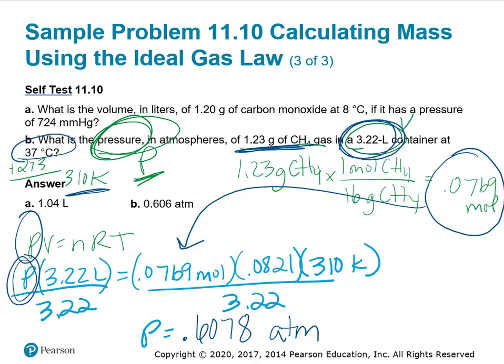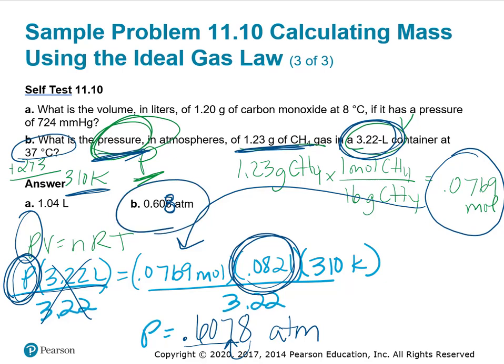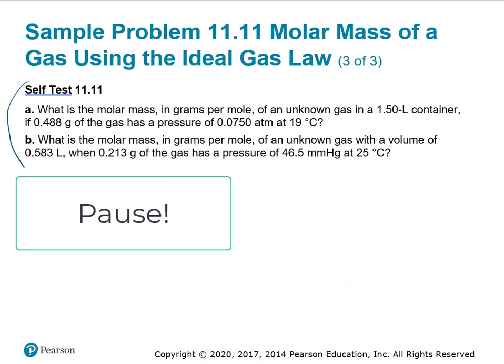So the only thing we don't know is our pressure. So I set it up into our ideal gas law equation and divide both sides by 3.22 to get P by itself. I used the R constant that had atmospheres in it because that's what we want our pressure to be in. We should get 0.6078, and with 3 sig figs, that 8 should round that 7 up to an 8, so 0.608 atmospheres. Pause a minute here to try to solve for these 2 problems.